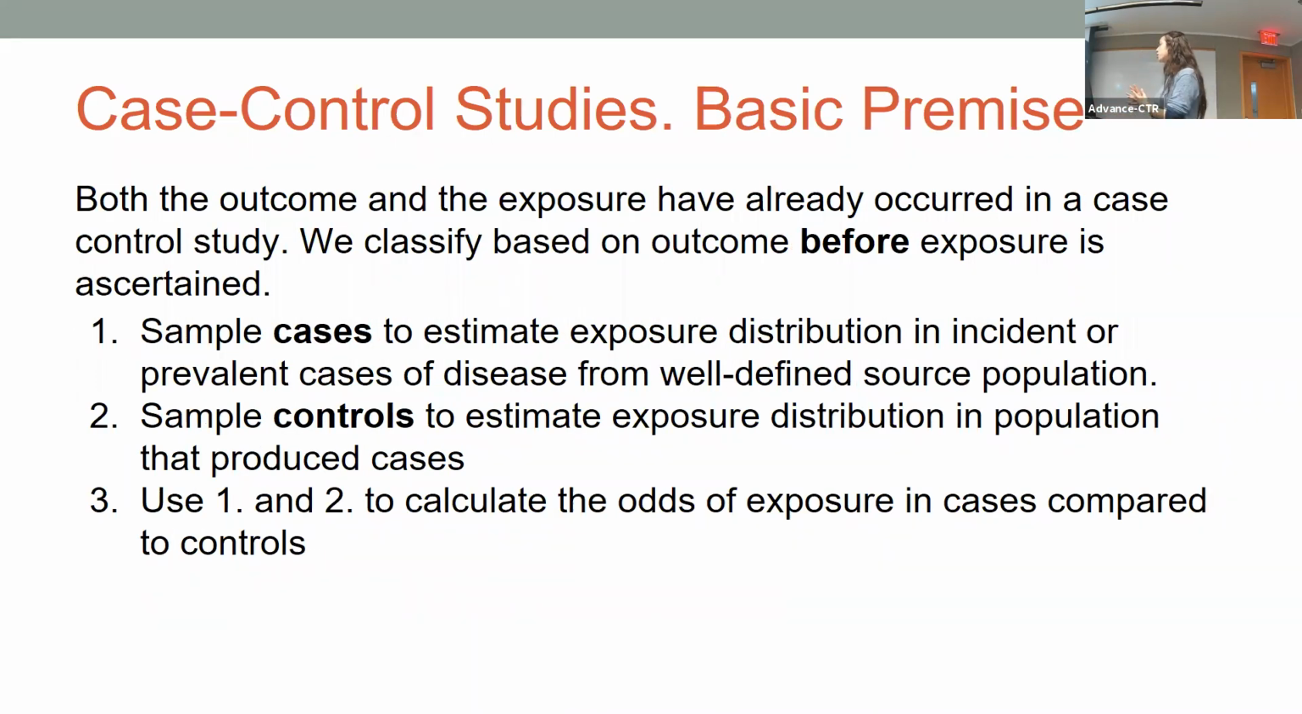So I've kind of mentioned all of this, but the general idea behind a case control study is that you're going to be sampling cases from some sort of source population, and then you're going to be sampling your controls from the same population that produced the cases. Once you have both of these, you're going to be looking back and determining who was exposed, so who in the cases was exposed and who in the controls was exposed. Then you're going to be comparing some sort of measure of association, and here it's going to be the odds of exposure.